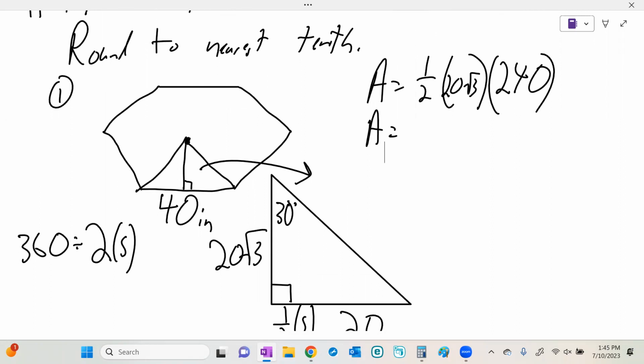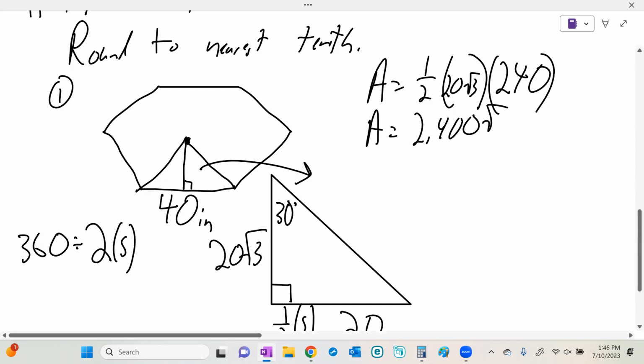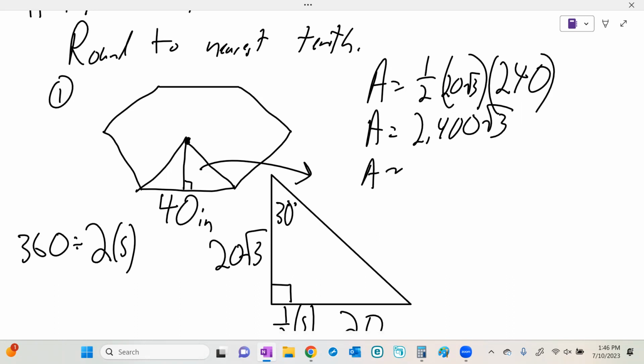Let's see. I need my calculator here. 20 times 240. It's going to get some giant number. 4,800. And then divide that by 2. We'd get 2,400 times the square root of 3. And then if they wanted that rounded to the nearest 10th, we could round it to the nearest 10th.